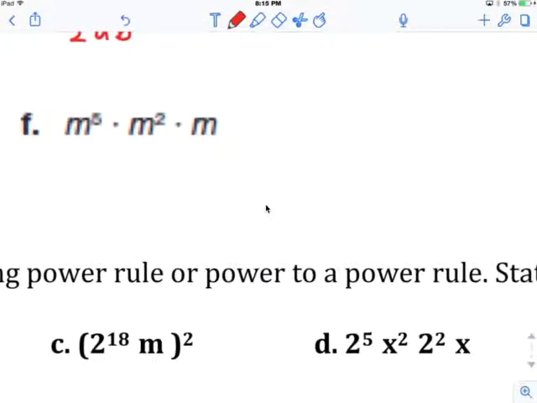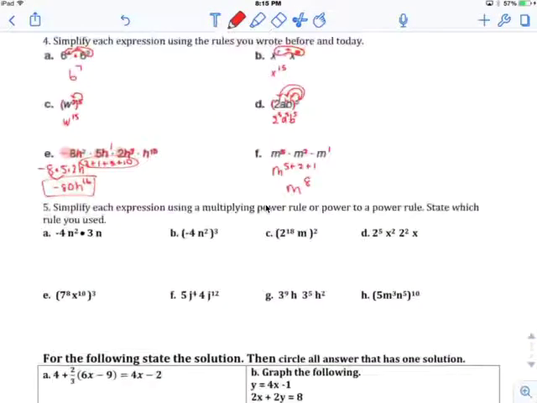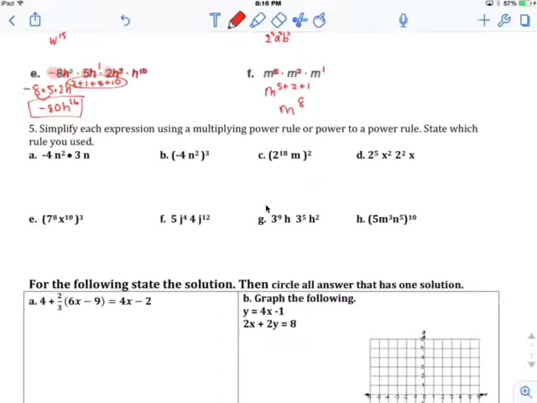No parentheses. We're not distributing. We're just adding them. Right? M to the 5th plus 2 plus 1. M to the 8th. Okay? Here's the same.